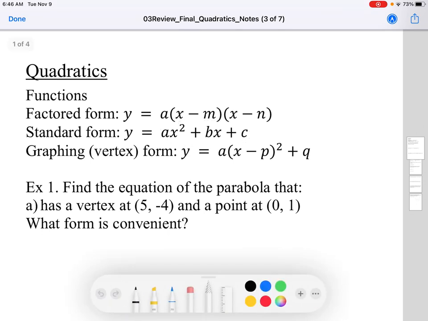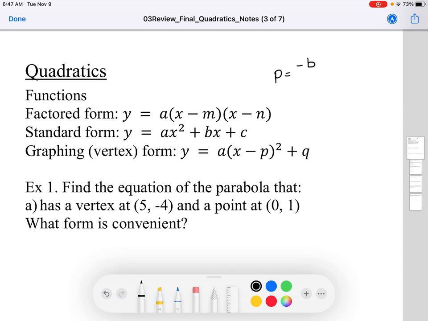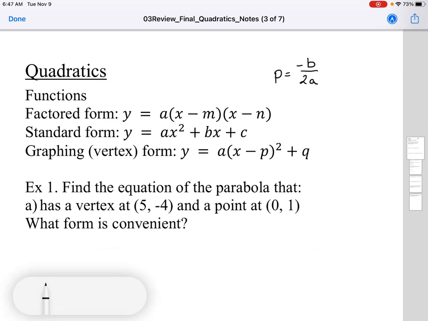But in the standard form, we can use Vieta's formula, where the middle p, the same p as in the vertex form, is going to be equal to negative b over 2a. And that will give us the vertex from the standard form. So even from the standard form, we can get the middle or the vertex. That happens to be part of the quadratic formula. Negative b plus or minus the square root, over 2a, is the quadratic formula, and that's just the first part of it.